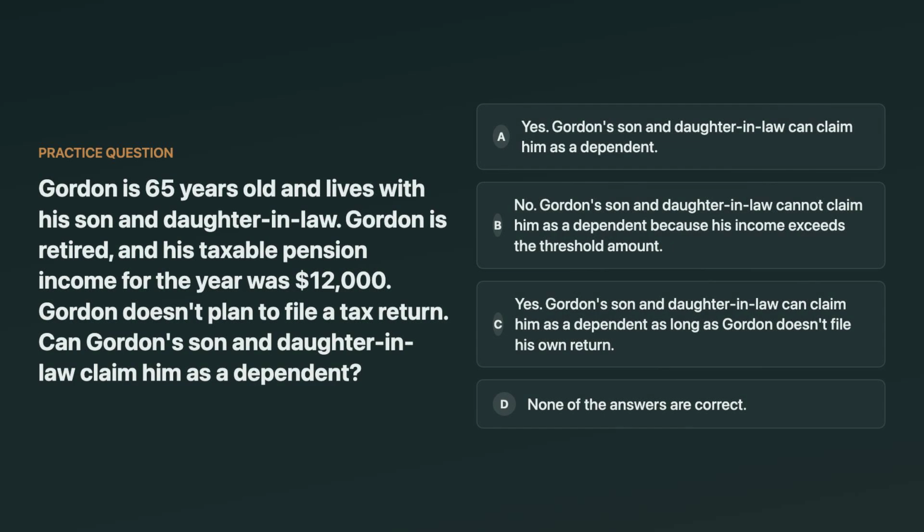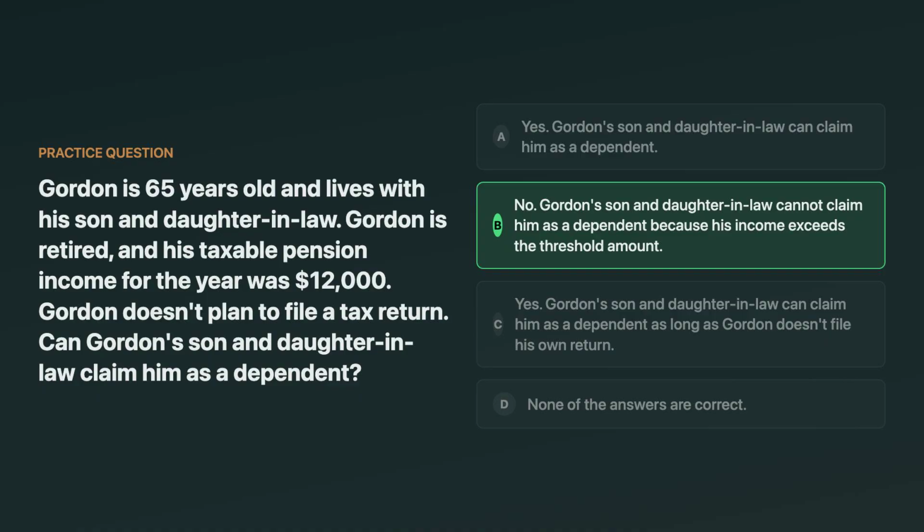Gordon is 65 and lives with his son and daughter-in-law. He's retired, and his taxable pension income for the year was $12,000. Gordon doesn't plan to file a tax return. Can the son and daughter-in-law claim Gordon as a dependent? The choices include yes, no, because income is too high, yes if Gordon doesn't file, or none of the above. Think about it.